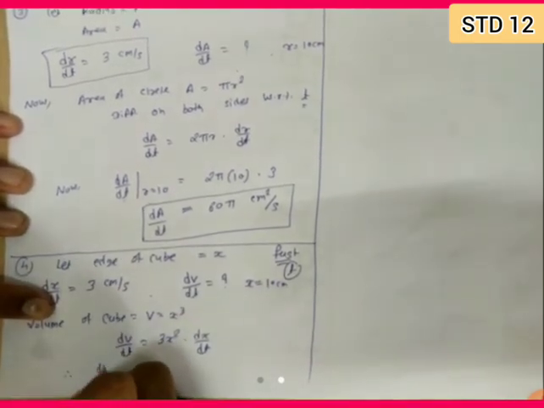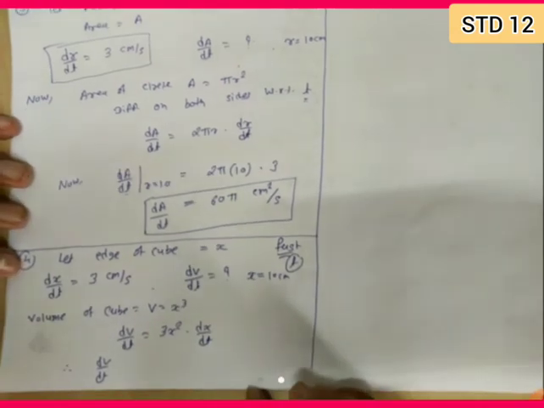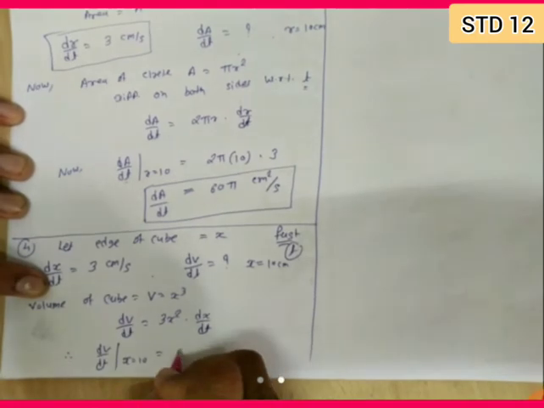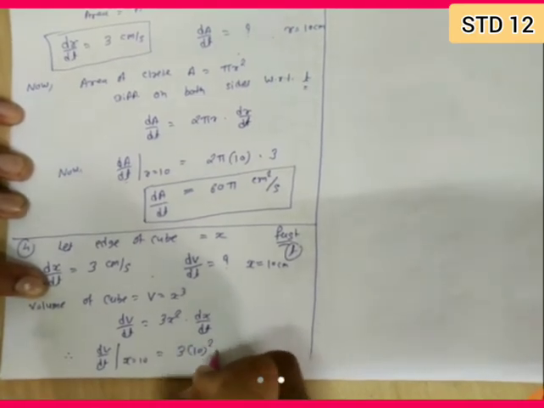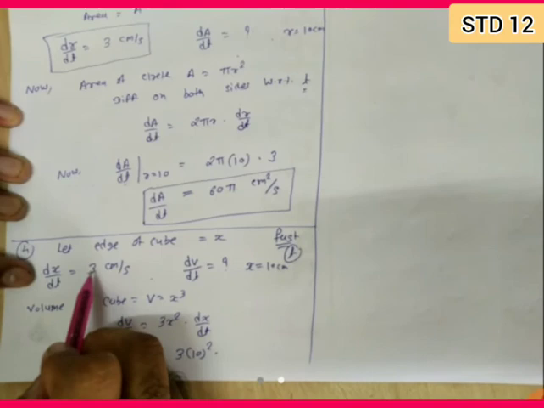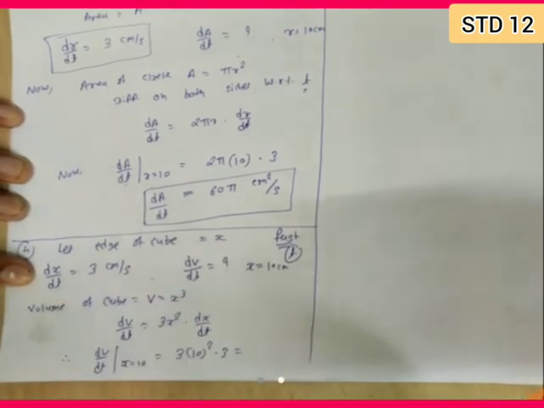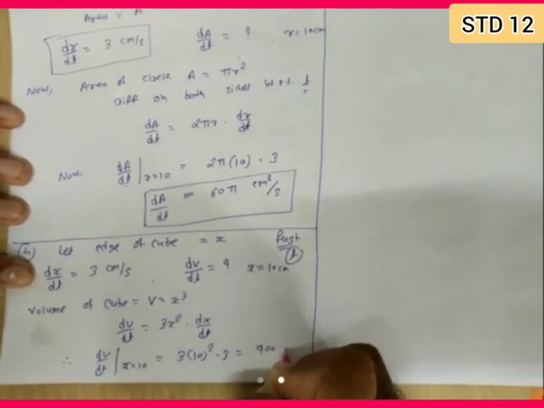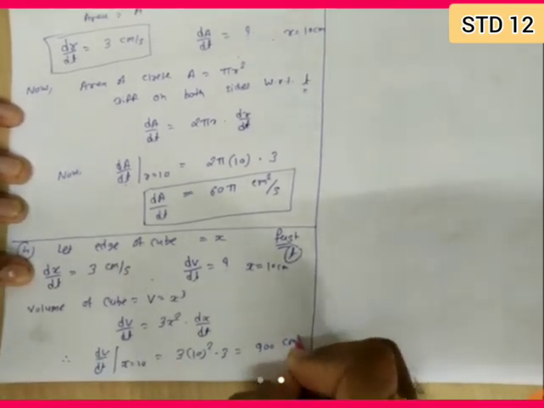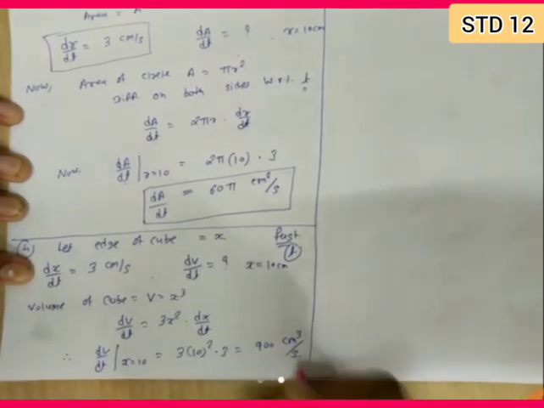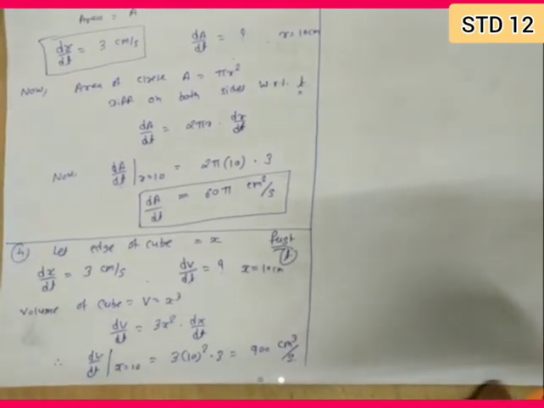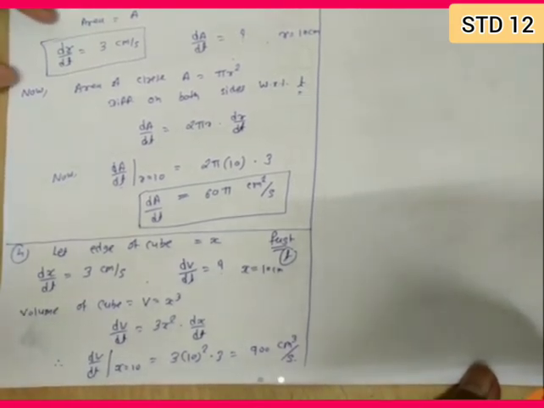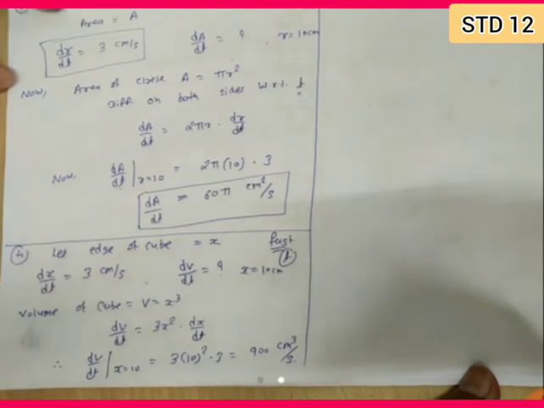Therefore, our answer: we have to find the rate of change of volume at x equal to 10. So put x equal to 10. 3 into 10 square into dx by dt, the rate of change of length of the edge, which is 3. 10 square is 100, into 9, 900. Volume in centimeter cube per second. So the volume of the cube is increasing at the rate of 900 centimeter cube per second, which is your answer. Clear, students?